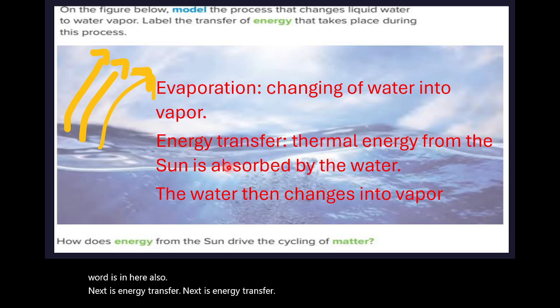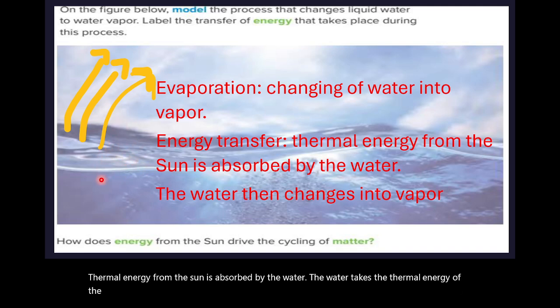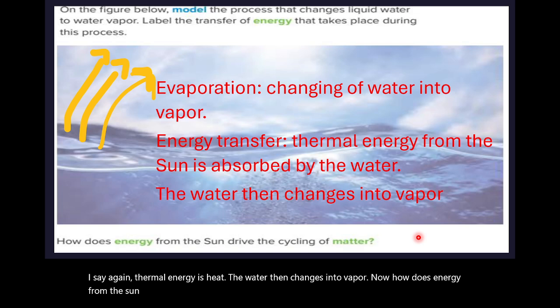Thermal energy from the sun is absorbed by the water. The water takes the thermal energy of the sun. I say again, thermal energy is heat. The water then changes into vapor. Now, how does energy from the sun drive the cycling of matter? So, this is the explanation.